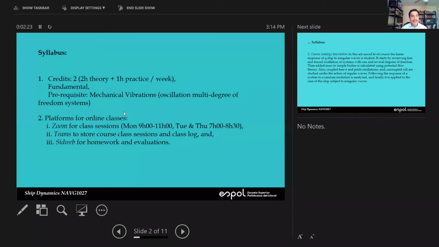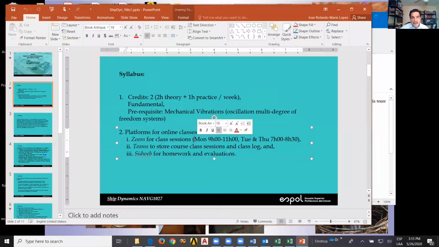We're going to use 3 platforms. Zoom, we're using right now Zoom, and oh man, that's an error here. We have an error. We have classes Tuesdays and Thursdays from 15 until 16:30.